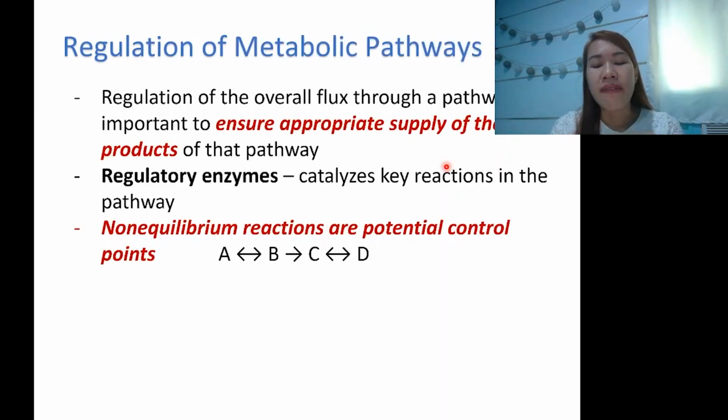Okay, now, having known the different metabolic pathways and the types of metabolic pathways, we also have to understand how they are regulated. What regulates them? So when we are talking about regulation, class, take note, the overall flux through a pathway is important to ensure an appropriate supply of products of the pathway. That means you have to be able to provide the right amount of substrate so that you will also get the appropriate supply of the product. Because if the substrate is deficient, you won't be able to produce the product, right?